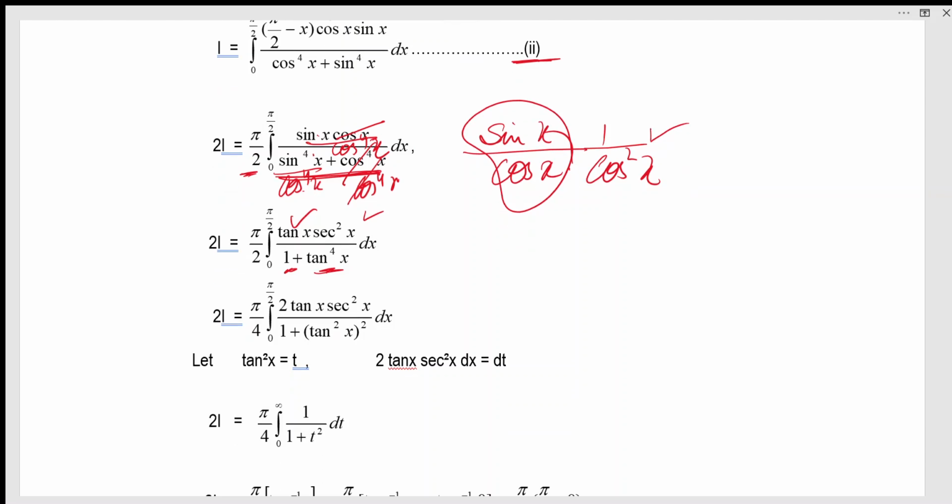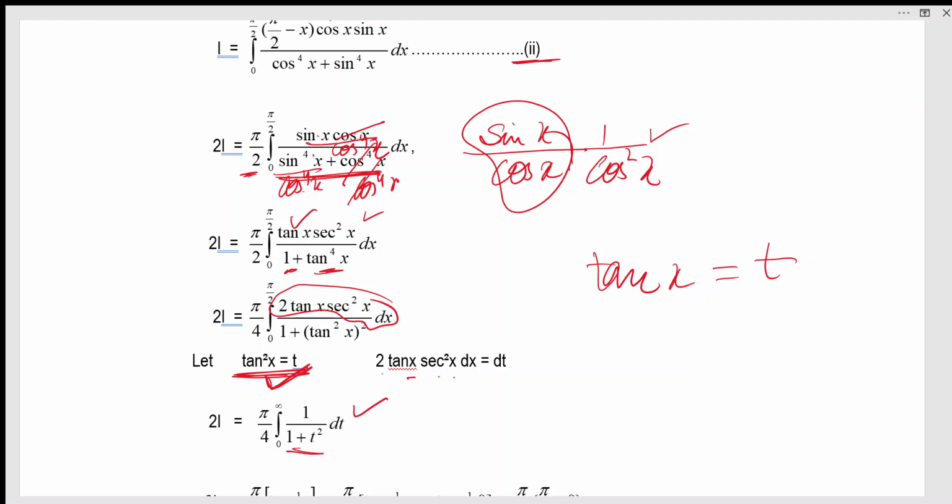Now what to do now? You can do in two ways. Either you can put tan x equals to t, better you put tan x equals to t, or you can also put tan square x equals to t. So when you're going to put tan square x equals to t, you differentiate. So that is 2 tan x into secant square x dx, that is the numerator. So entire numerator has become dt, and the denominator as 1 plus t square.